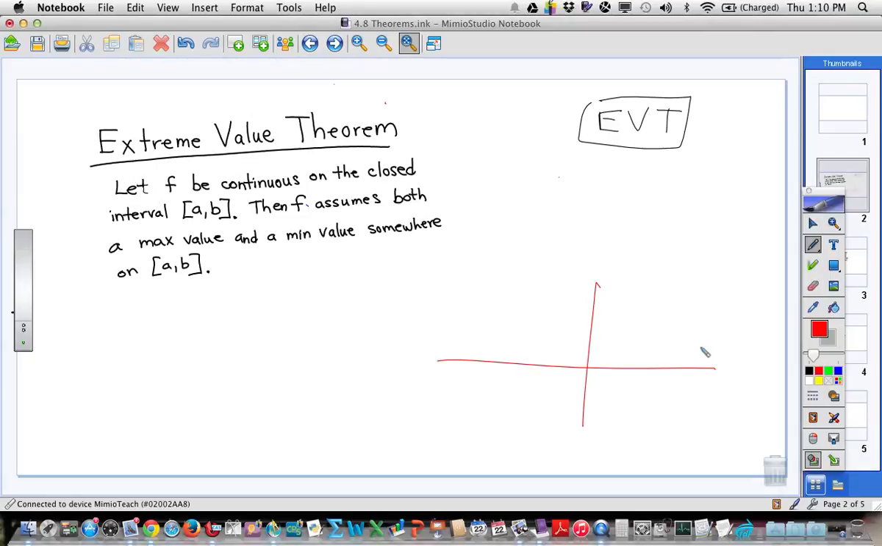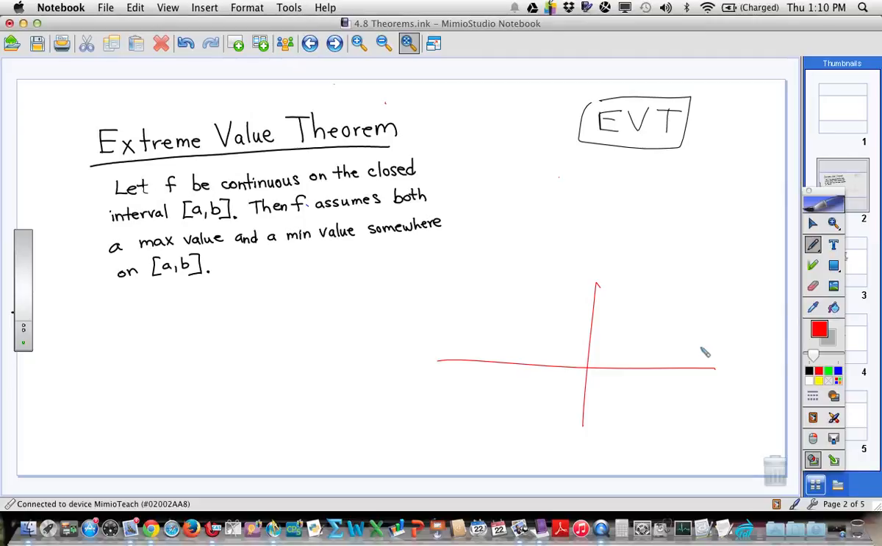Now think about it. If you know you've got endpoints, and the function never has gaps or jumps or breaks, it goes from here to here. It has to have a highest and a lowest point. This guarantees you have one. Now, it doesn't tell you how to find it. We know how: we look where the derivative is 0, where the derivative is undefined, and at the endpoints. So we know where to look for the max and min. But the extreme value theorem just tells us it has to have one.